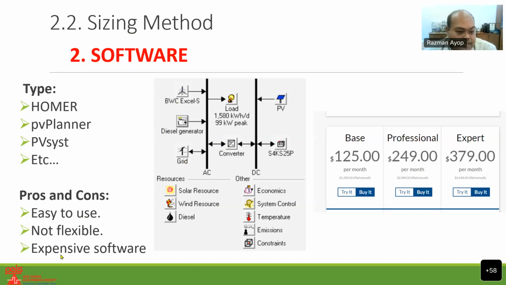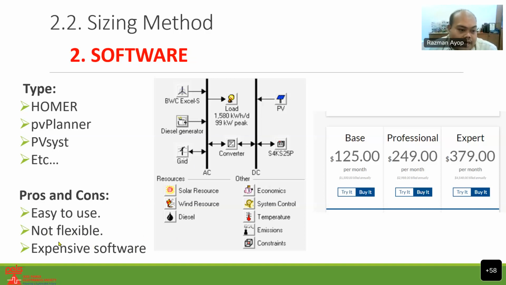But the problem is it's not very flexible. If you remember, the Malaysian tariff is like a step. The higher the energy you use, the higher the charge. But some software cannot allow that. So that is the meaning of not flexible. If you have a new type of energy source, you cannot place it here.